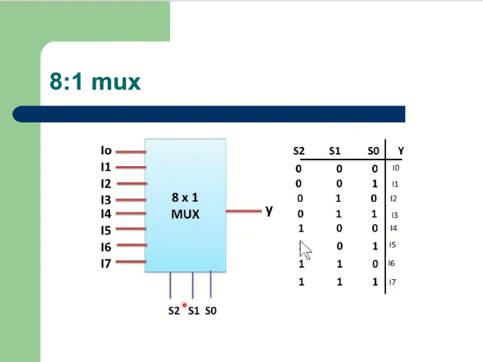Next, when S2 is 1, S1 is 0, S0 is 0, that is the 1, 0, 0 condition, this line, that is I4, will be connected to output line Y. Similarly, when it is 1, 0, 1, it is I5. When it is 1, 1, 0, it is I6, and when it is 1, 1, 1, it is I7. So depending upon the different combinations of S1, S0 and S2, different inputs at the input side will be connected to output terminal Y.